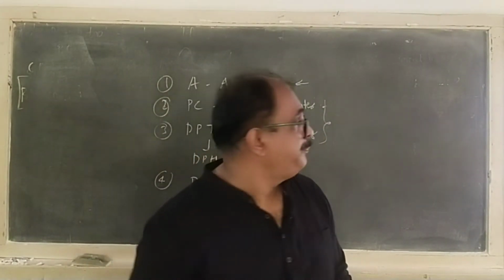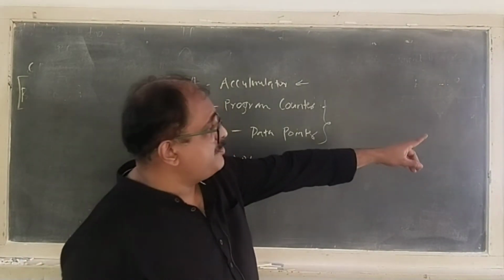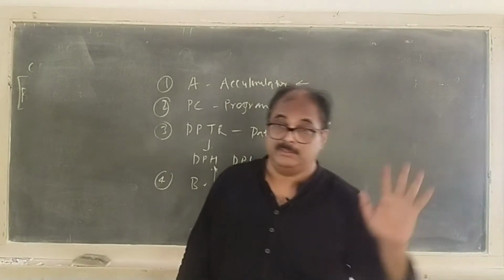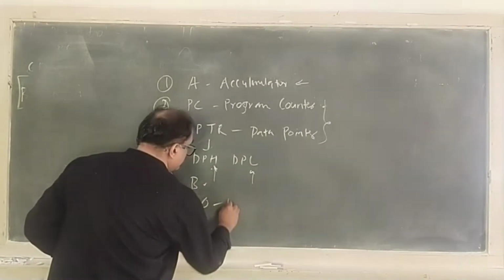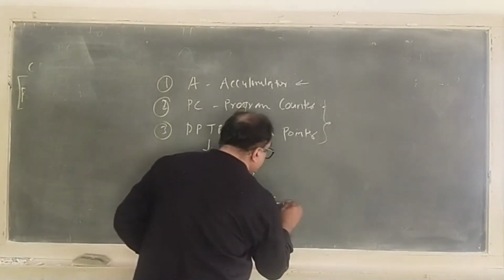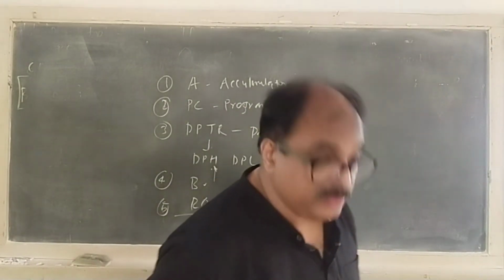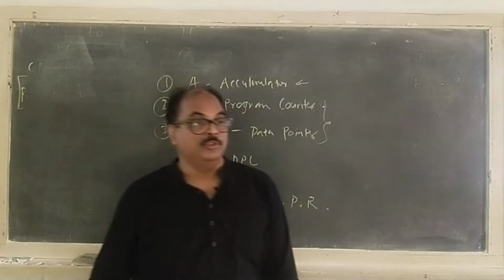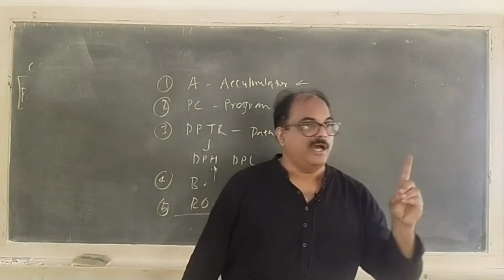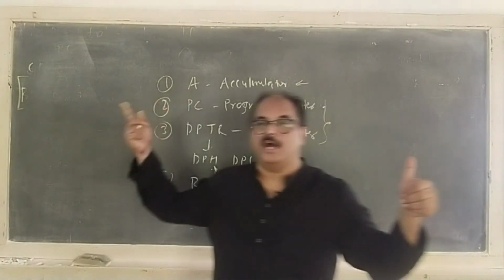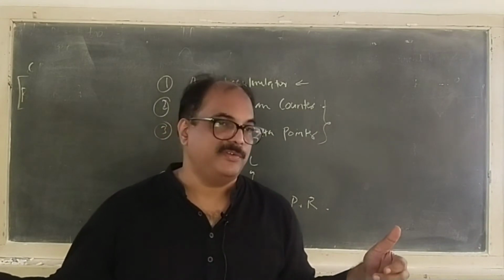division operations. Okay? Apart from that, you have important temporary registers, like R0 to R7, general purpose registers. These are called general purpose registers. I hope you know the meaning. What is general purpose? No specific purpose. So how many general purpose registers are there? R0, R1, R2, R3, R4, R5, R6, R7. How many are there? 8. I hope you are able to count properly. So 8 general purpose registers.